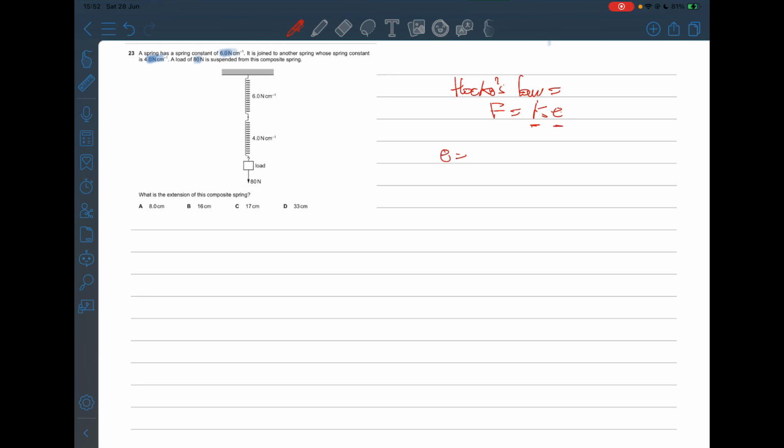So we say extension is F over K. This spring will have its own extension, I'll call it E1, and that is F over K1. And then there will be another, E2, and that will be F over K2. I'm using the same F because it's the same force acting upon them. And then there's a total extension, I'll call that ET, and that is obviously going to be E1 plus E2, which in our case is F over K1 plus F over K2.